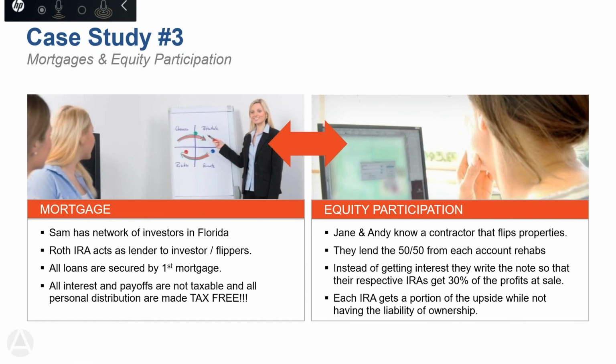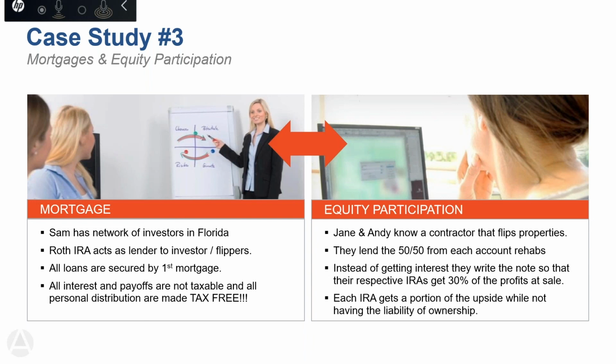So how these things look. One of the larger accounts that we have here at Advanta strictly does first mortgages for investors and flippers in South Florida. All the loans are secured by a first mortgage. They have prepayment penalties. So his enticement is for these people to keep it long term, for him to get a longer fixed rate of return. But if they repay early, then he does get a little bit of a bonus for that. All interest and payoffs are non-taxable, and everything to him personally is completely tax-free.